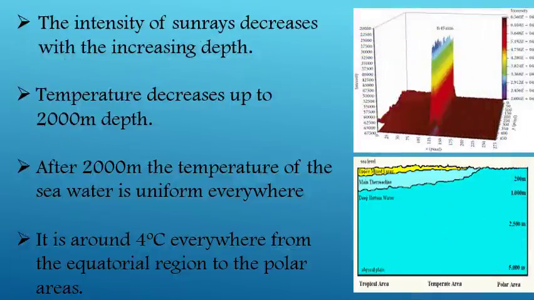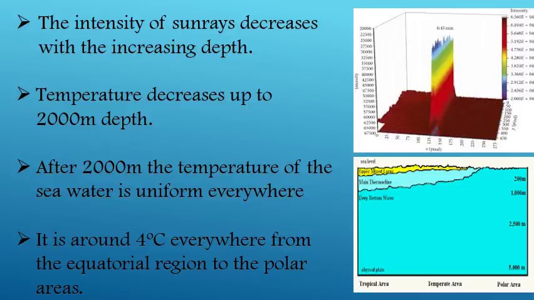The intensity of the sun rays decreases with increasing depth. Temperature decreases up to 2000 meter depth. After 2000 meters, the temperature of the seawater is uniform everywhere. It is around 4 degrees Celsius everywhere, from the equatorial regions to the polar areas.